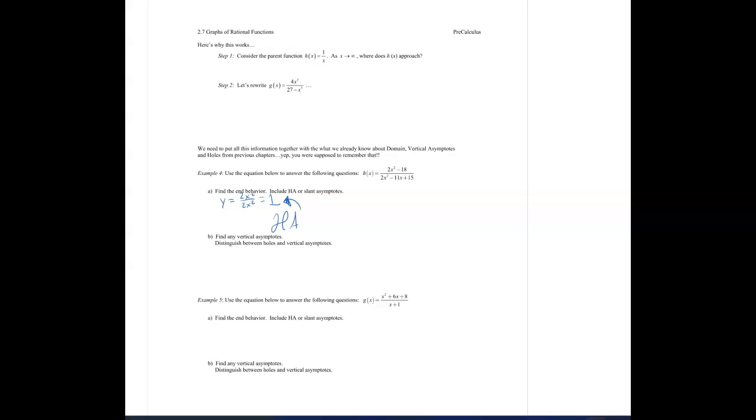Alright, and then it says find any vertical asymptotes. We need to distinguish between holes and vertical asymptotes. So what that means is we need to factor the top and we need to factor the bottom as well. Factoring the top, I've got 2 times x squared minus 9 all over 2x squared minus 11x plus 15. That should equal 2 times the quantity x plus 3 times the quantity x minus 3.